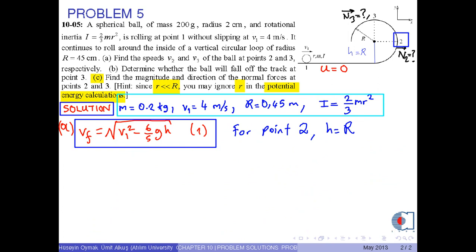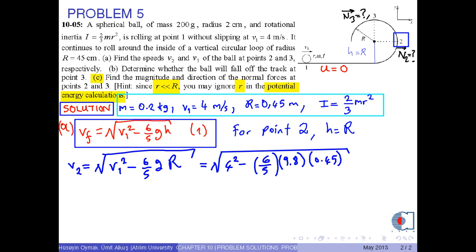For point 2, h equals capital R and this equation gives v2 equals square root of v1 squared minus 6 over 5 times g times capital R. Putting the corresponding numerical values into this equation, we get 3.2723 meters per second, or approximately 3.27 meters per second.